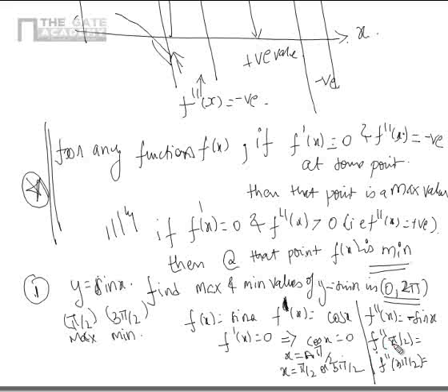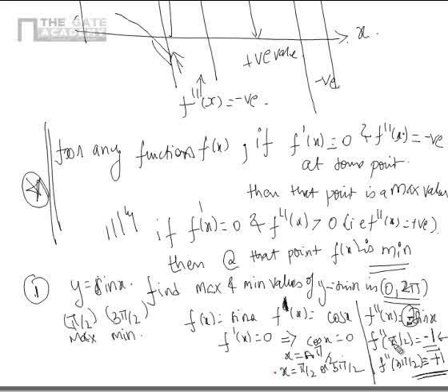At f double dash of pi by 2, sin pi by 2 will be 1, but minus sin pi by 2, so we will get minus 1, because here f double dash of x is having a minus sign, remember that. And f double dash of 3 pi by 2 will be, sine of 3 pi by 2 is minus 1 and minus of minus 1 will be a plus 1. So this is a positive value and this is a negative value.